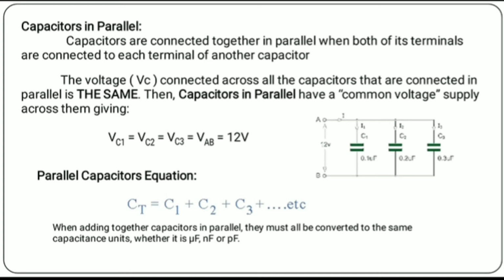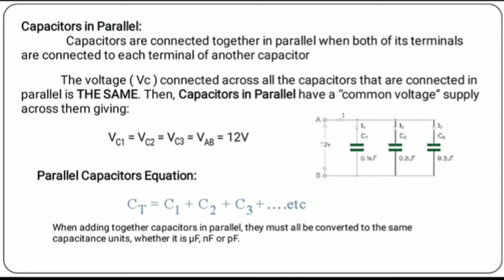And the next one is the important thing in the capacitors, which is capacitors in parallel. You all know about this. Capacitors are connected together in parallel when both of its terminals are connected to each terminal of another capacitor. The voltage connected across all the capacitors that are connected in parallel is the same. So the capacitors in parallel have a common voltage supply across them.